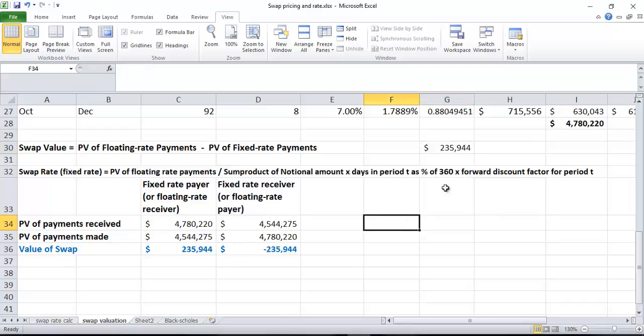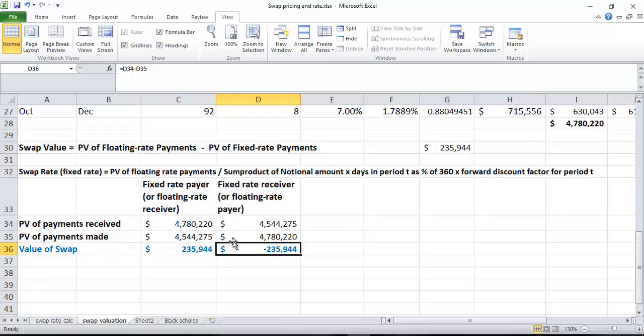Now, how do you identify who has a positive value and who has a negative value? If you're a fixed rate payer or floating rate receiver, you're benefiting. So you have $335,944 of positive value. So the swap has basically gained in value for you. It's being profitable for you. And if you're a fixed rate receiver or a floating rate payer, then it's negative value. Notice that it's exactly the opposite of this. So if it's a positive value, someone's gain is someone's loss.